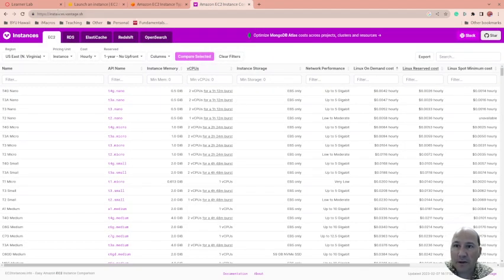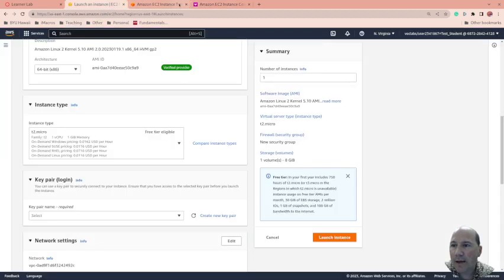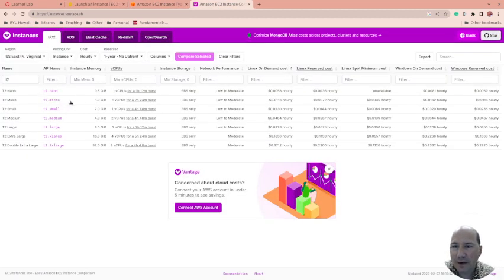So I really like this page, instances.vantage.sh. It helps you understand, just looking at it, there is a cost difference per region. It doesn't differ greatly from what I've seen, but it does differ some, especially in the smaller regions. So let's just look at one. So let's look at the T2. Yeah, this is good enough. We'll just look at these. So if you look here, my instance, well, it's like a T2 micro.